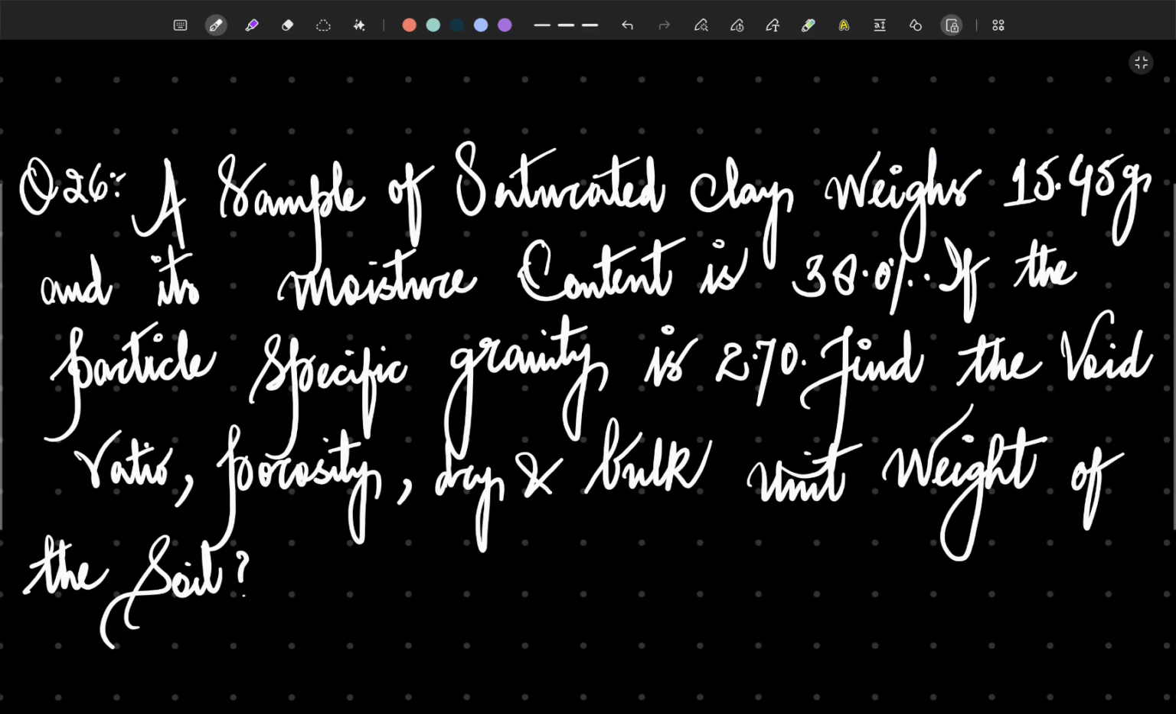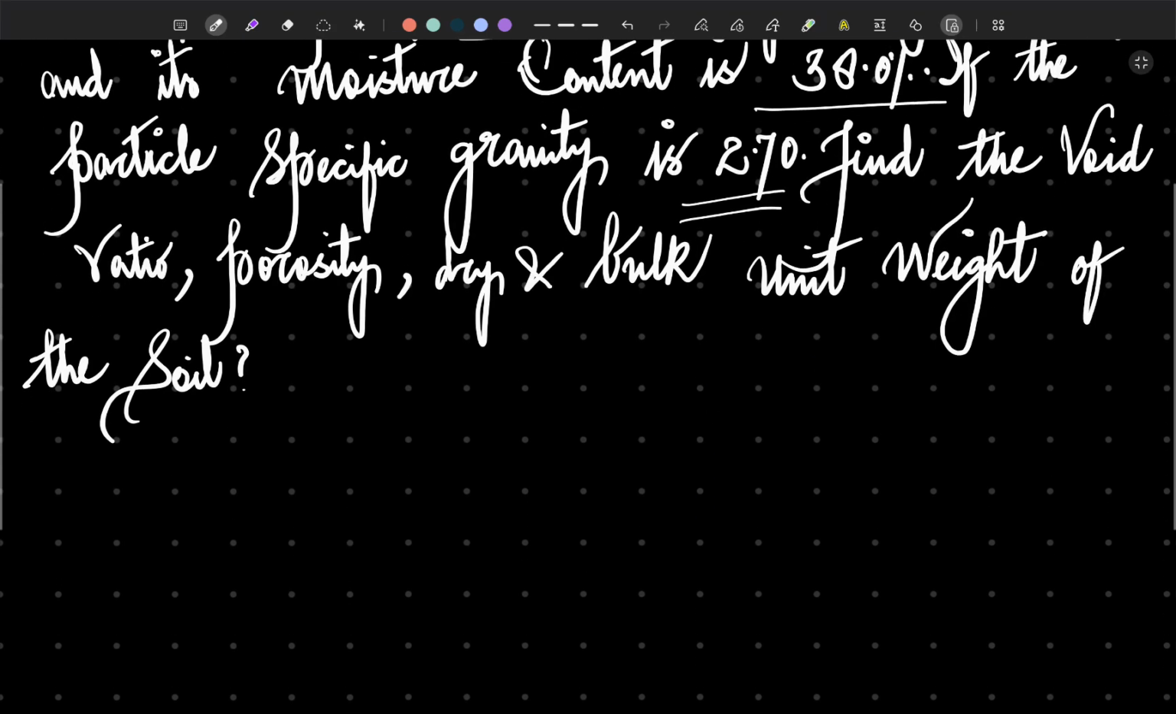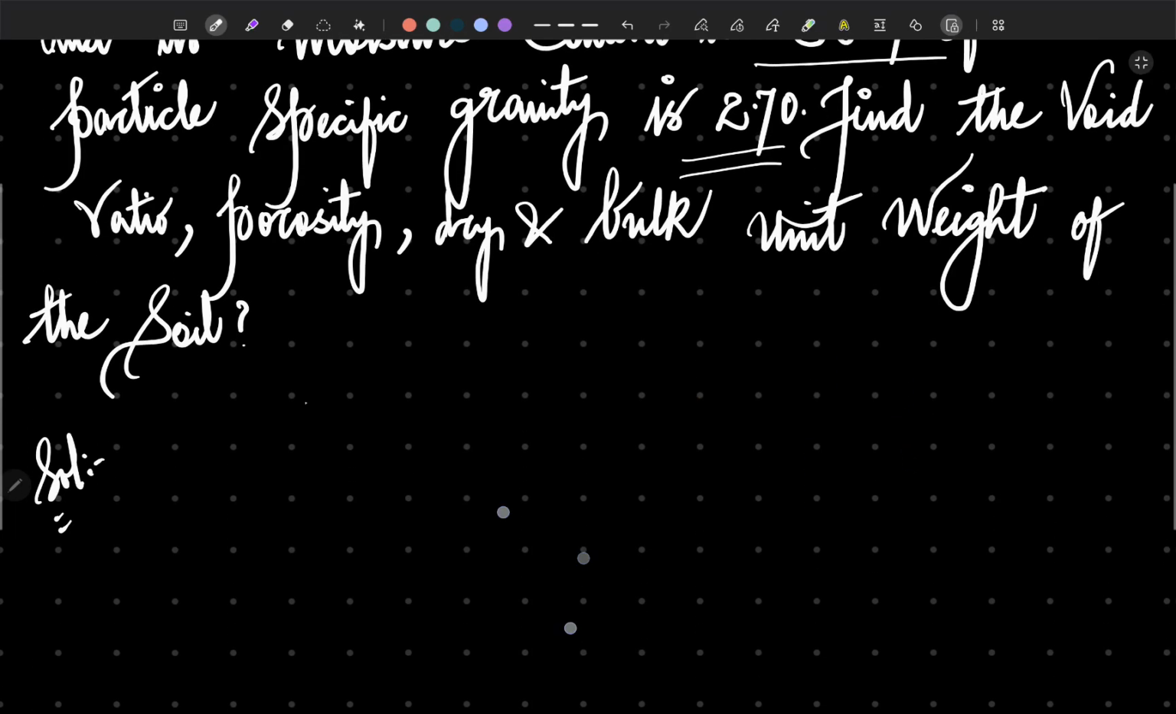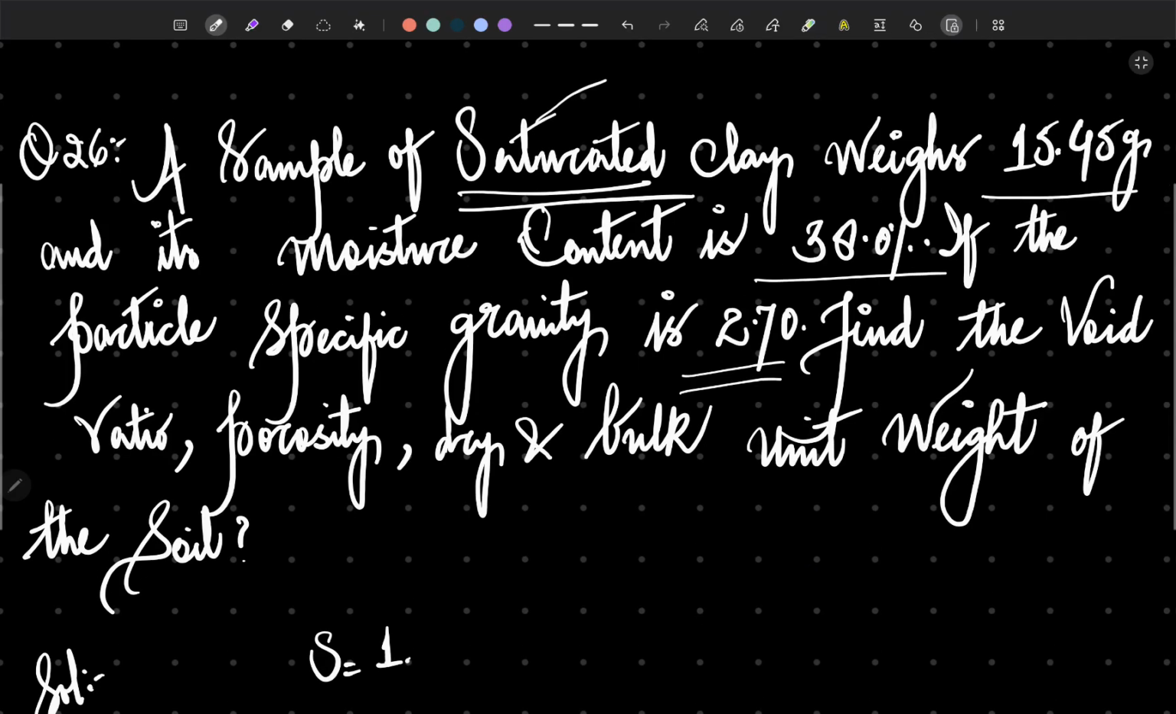Next question is, a sample of saturated clay weighs 15.45 grams and its moisture content is 38%. If the particle specific gravity is 2.70, find the void ratio, porosity, dry and bulk unit weight of the soil. All right, so let's solve this question. This is a sample of saturated clay. That means S is 1, and it has a water content of 38%.